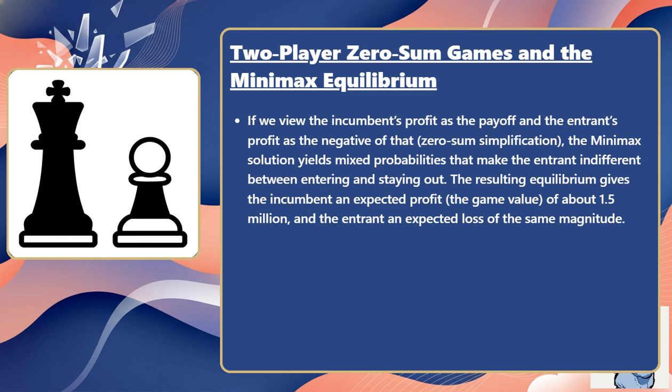If we view the incumbent's profit as the payoff and the entrant's profit as the negative of that, a zero-sum simplification, the Minimax solution yields mixed probabilities that make the entrant indifferent between entering and staying out. The resulting equilibrium gives the incumbent an expected profit, the game value, of about 1.5 million, and the entrant an expected loss of the same magnitude.